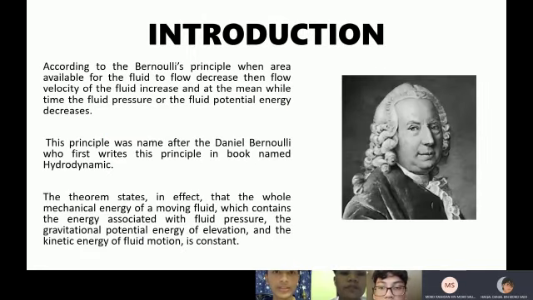Okay, for the introduction, Bernoulli's principle: when the area available for the fluid to flow decreases, then the flow velocity of the fluid increases. This principle was named after Daniel Bernoulli, who first wrote the principle in a book named Hydrodynamics. The theorem states in effect that the whole mechanical energy of a moving fluid will contain the energy associated with fluid pressure.